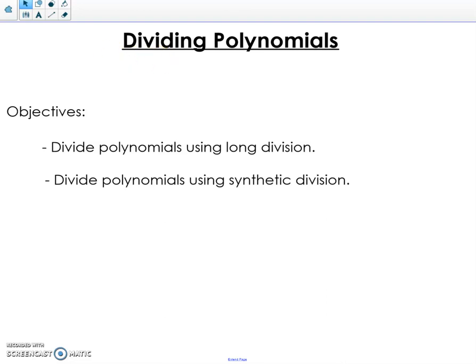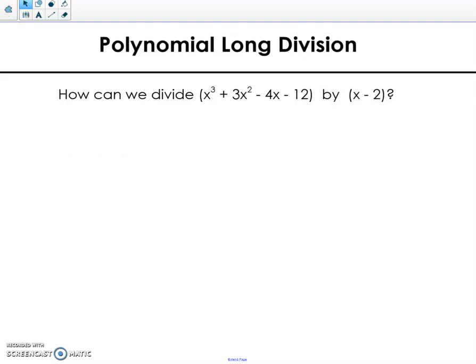In this lesson, we're going to be dividing polynomials. So we're going to learn how to use long division, and then we're going to learn a new type of division called synthetic division. So first we're going to start with polynomial long division. In order to use this, we're just going to follow the same steps that we would if we were using long division on plain old numbers.